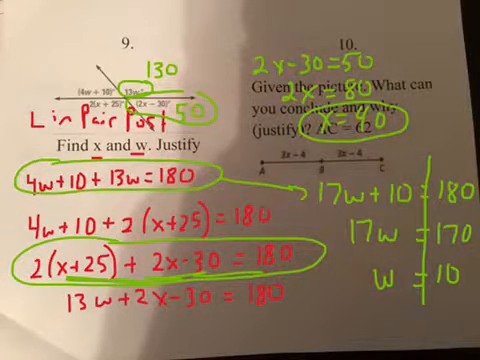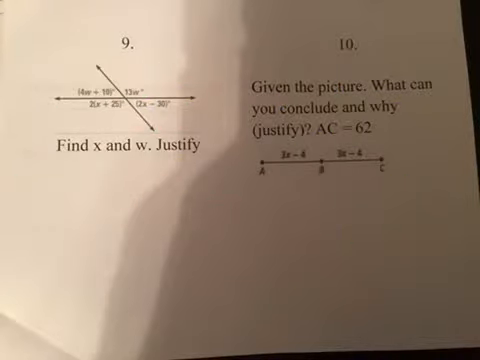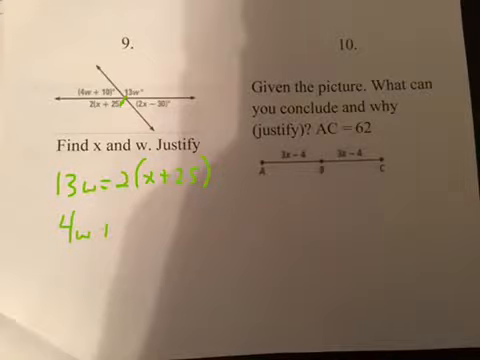So the other way that you can do this is to set these two equal. So 13w equals 2 times x plus 25, and 4w plus 10 equals 2x minus 30. So you always want to ask yourself which one helps you. This one doesn't help because it's all, unless you're going to do a system. Okay?